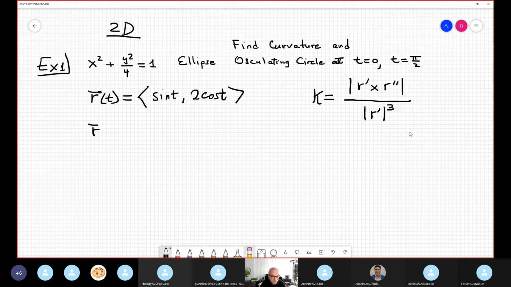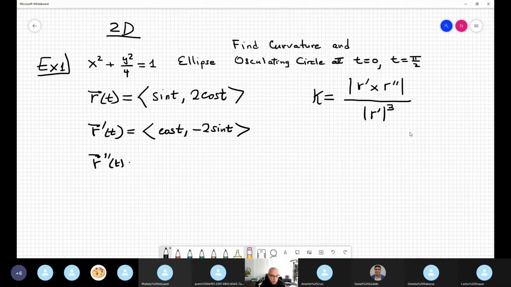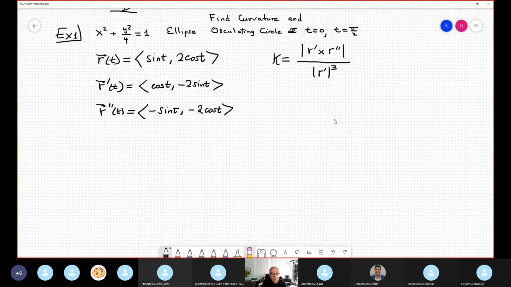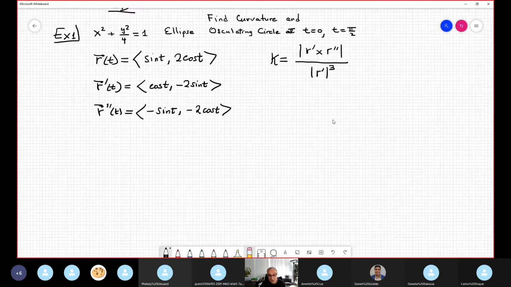My recommendation is that when you face that problem, the first thing you should do is find the first derivative of the vector valued function: the derivative of sine is cosine, and the derivative of 2 cosine is minus 2 sine t. Then you find the second derivative, because the formula involves the second derivative: minus sine t, comma, minus 2 cosine t. Okay, super. So far it's easy.